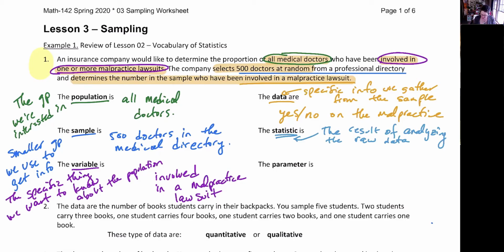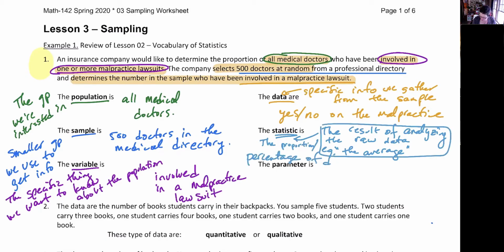Are we told, like, would you look for keywords like the average or something like that? We're not actually told specifically what it is, but it would be the proportion or the percentage. Proportion is just a different word for percentage of doctors who are involved in a suit. Does that make sense? So if we surveyed all 500 and looked at the yeses and nos, let's say 60% of them were involved in a lawsuit. That would be the statistic.